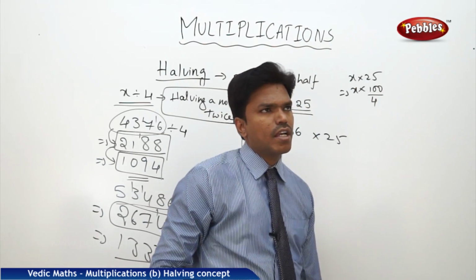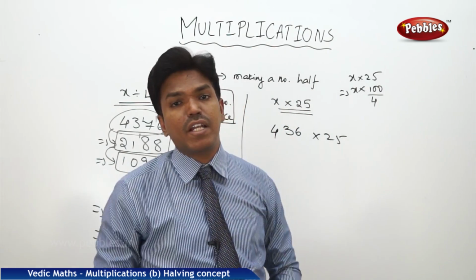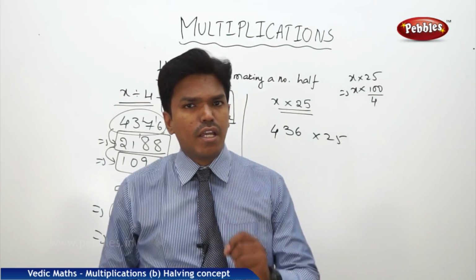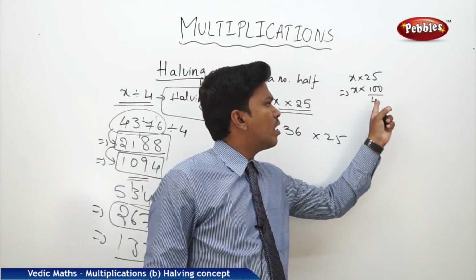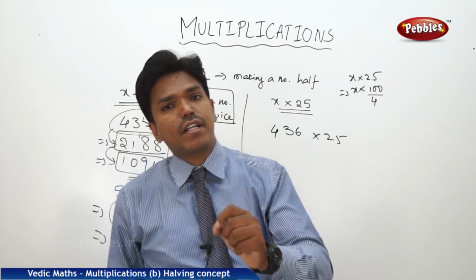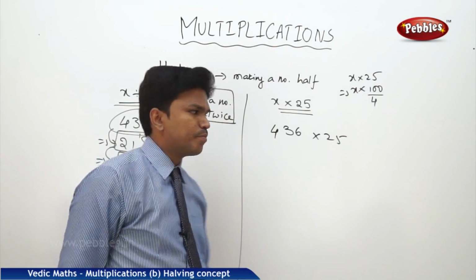So what you are thinking: first multiply the number by 100, then divide by 4, where division by 4 is nothing but halving twice. But here is a small change. Here we are not going to halve the number twice, but we are going to directly divide the number by 4. So how? See here, in an easy way.